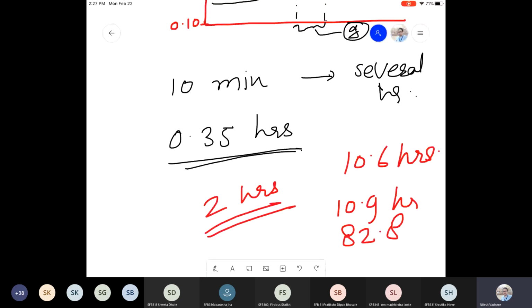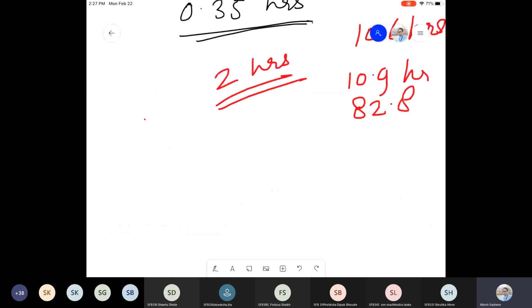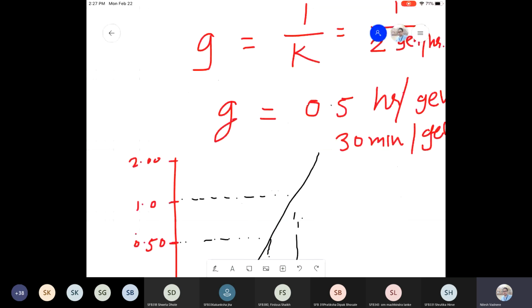So different organisms have different generation time, and again this generation time varies with temperature. अगर organism को optimum temperature मिला, then it will show you the lowest generation time. लेकिन अगर उससे optimum temperature नहीं मिला, if it is far away from the optimum temperature, then the generation time will decrease.